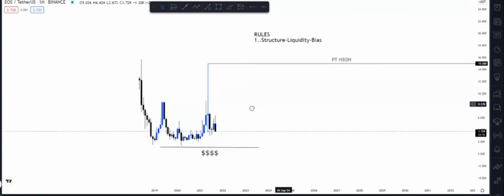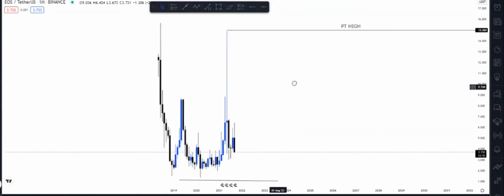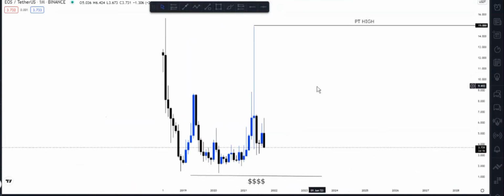So now we've got a monthly swing range. This is a pair I've never traded, never looked at before. I'm just doing it with you guys right now.